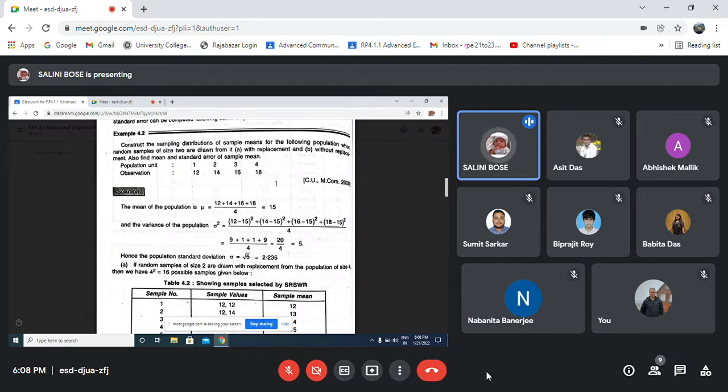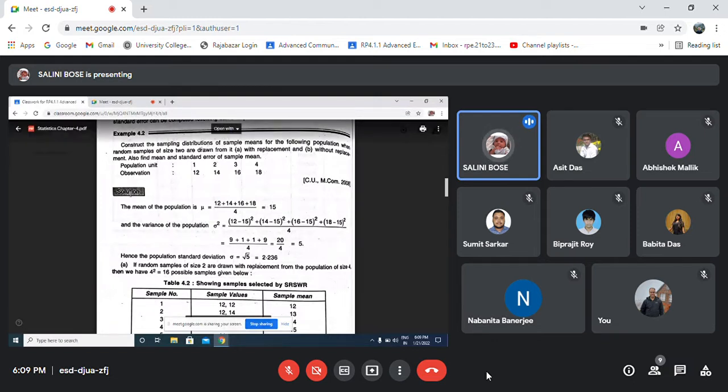So how to take the sample? Before that, from this population we can find out the population mean, and that is the total of the population by the number of population units. So here the population mean mu will be 12 plus 14 plus 16 plus 18 by total how many population units? 4. So by 4. Is it clear? So here you are getting 15.